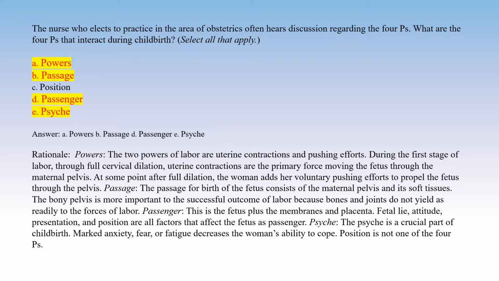Passage. The passage for birth of the fetus consists of the maternal pelvis and its soft tissues. The bony pelvis is more important to the successful outcome of labor because bones and joints do not yield as readily to the forces of labor. Passenger. This is the fetus plus the membranes and placenta. Fetal lie, attitude, presentation, and position are all factors that affect the fetus as passenger.